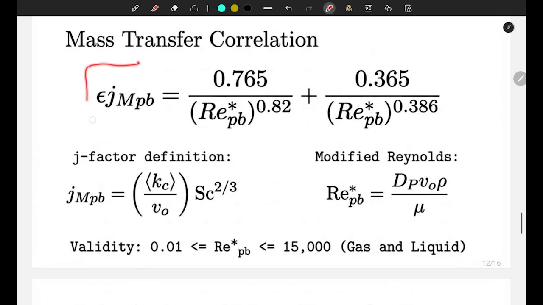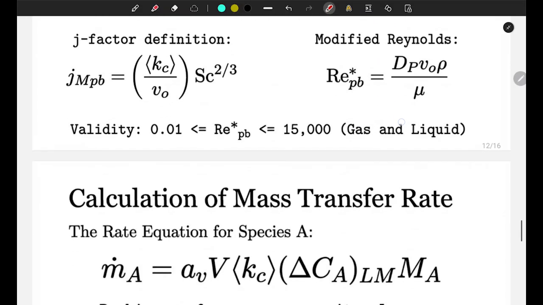And the combined equation is this, in which the first term includes the packed bed Reynolds number to the power 0.82, and the second term includes the packed bed Reynolds number to the power 0.386.